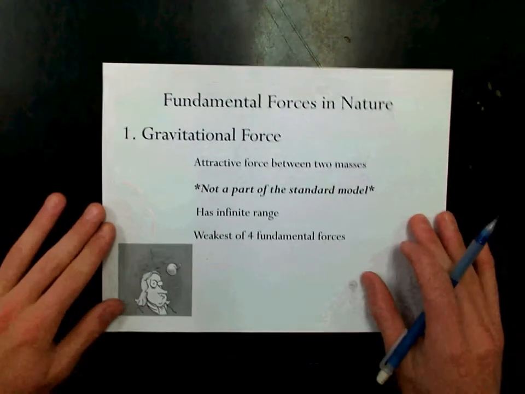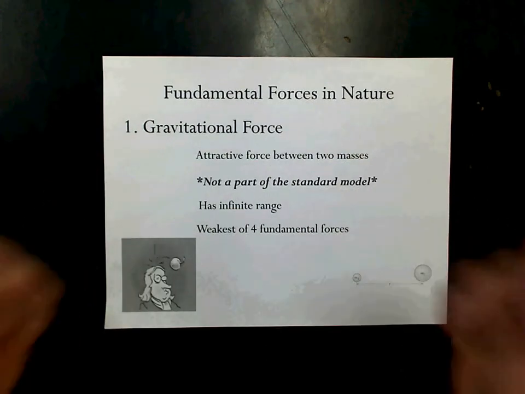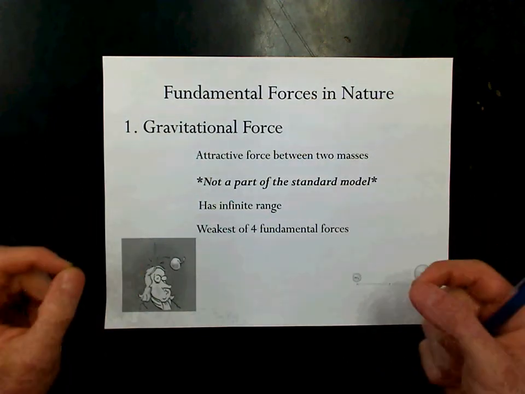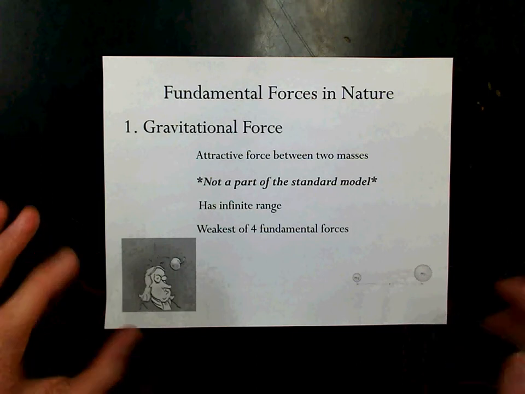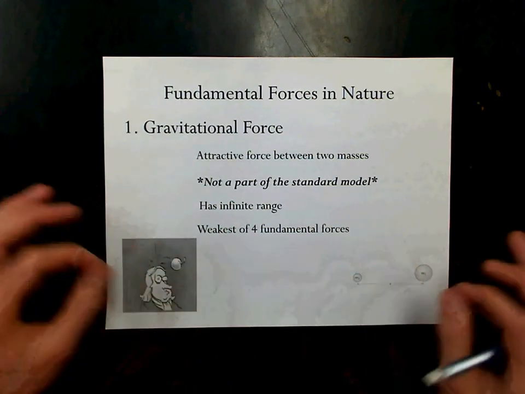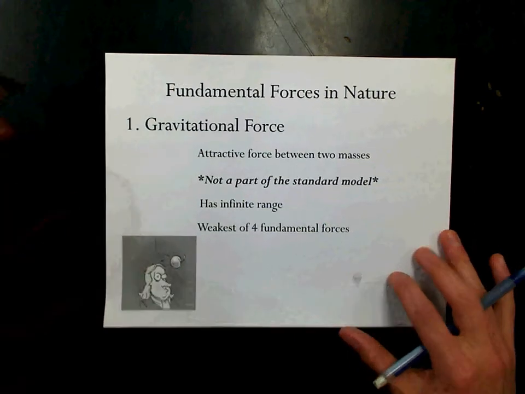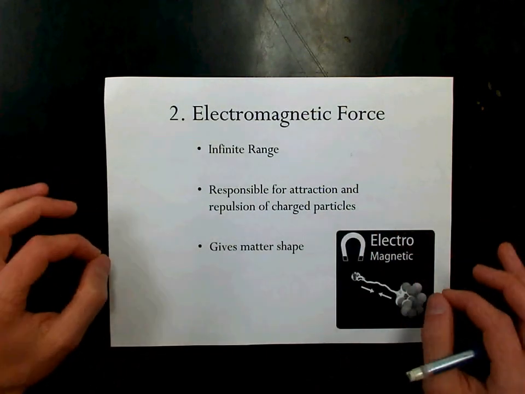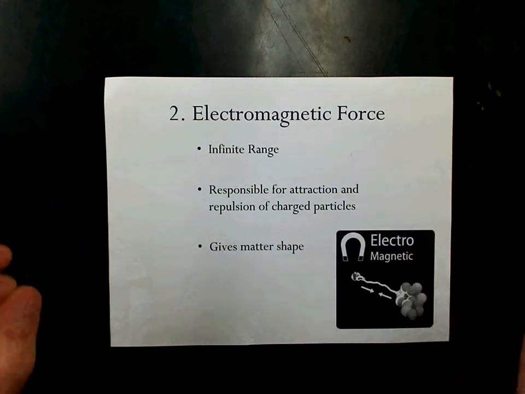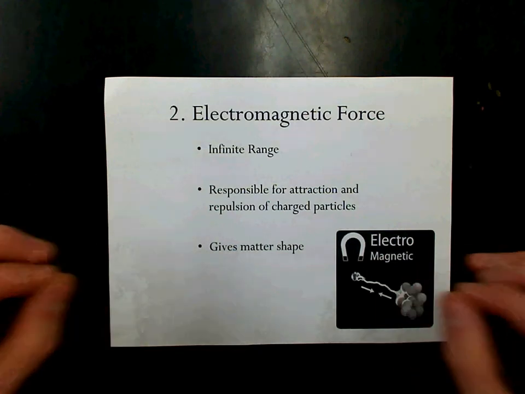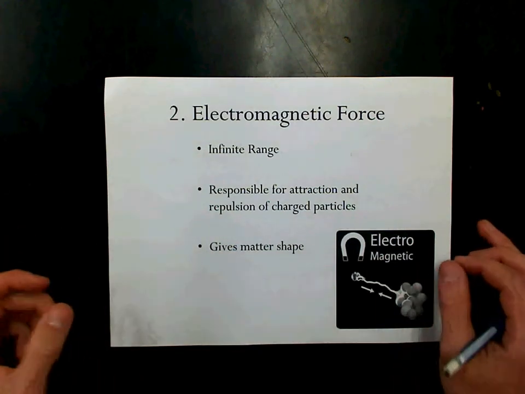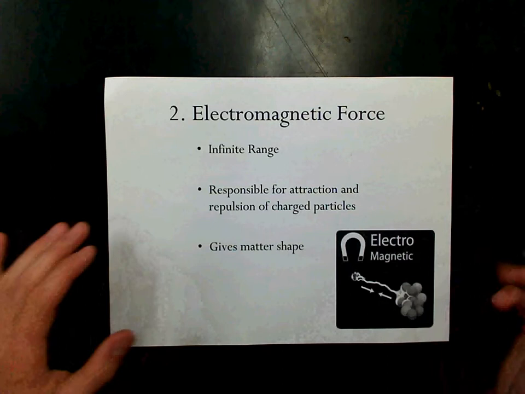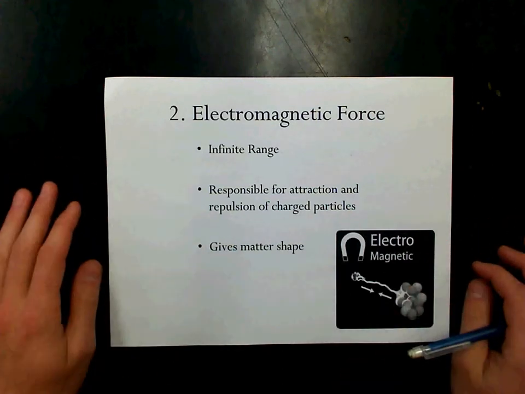The first force that I mentioned that we're going to go over is the gravitational force. We know that any two masses of any size over any infinite distance will have a gravitational force. It's the weakest of the fundamental forces, but it extends over an infinite range. The second force is the electromagnetic force. Again, an infinite range, but it's the attraction between two charged particles, or the repulsion of two charged particles. Remember, like charges repel and opposites attract. And it's responsible for how matter gets its shape. So it's pretty important.